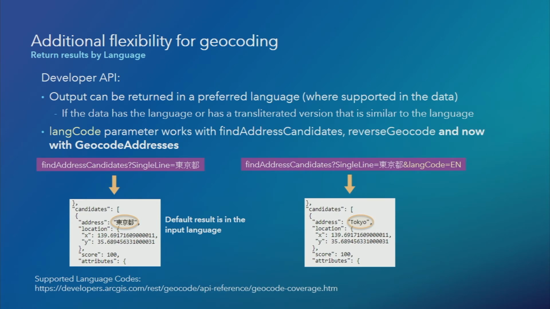in that language. So if you had a data set of maybe mixed language inputs, but you wanted to geocode all those and see the results come back in a single language, we have the capability to do that where the data exists in our system. So I think this is an interesting way, if you're working with international data and you're not familiar with the language, to see a result come back in something that maybe you do understand. So another new capability, and that's available, as I mentioned, with find address candidates, reverse geocode, and now with geocode addresses. And you can see some of the language codes that you can pass in. Again, they're available through our developer documentation.